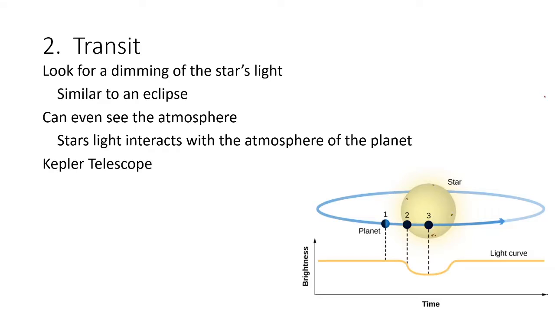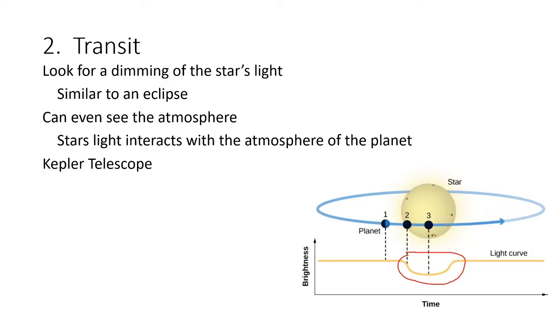Sometimes we can actually see the star dim. It's very similar to an eclipse, which we talked about earlier. So if we look at the picture, as the planet would pass in front of the star, and if we look at the brightness, you see this dip here? That dip is a slight dimming of the star, which suggests that there's a planet there.